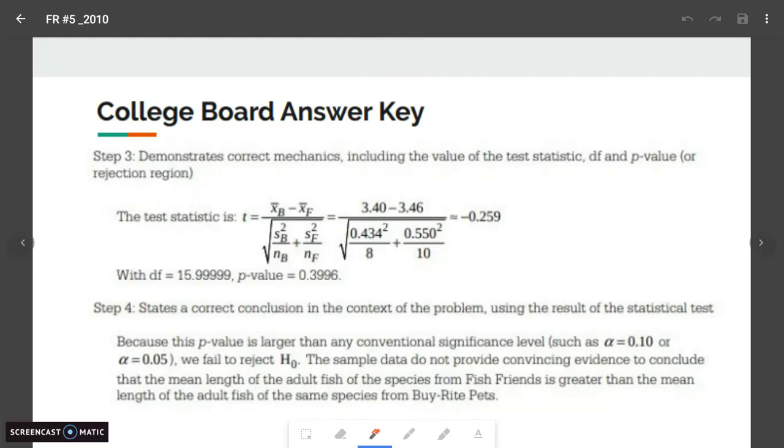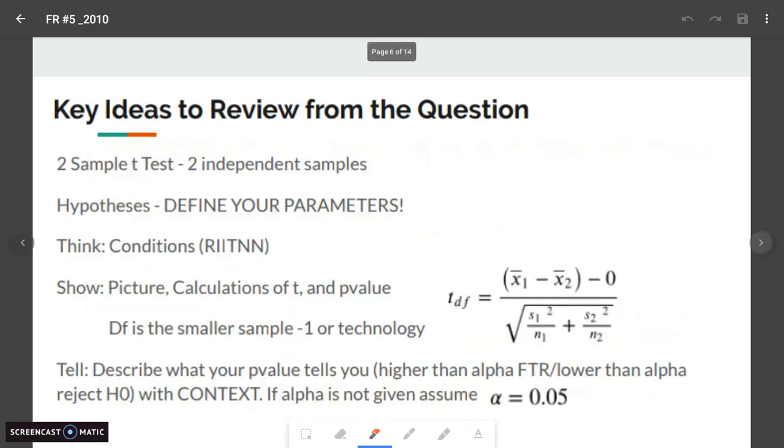Then for step 3, we're demonstrating the correct mechanics, including the value of the test statistic, the degrees of freedom, and the p-value. So you're showing those 3 things. Now you can let degrees of freedom be calculated right in the calculator too. And the fourth step is basically making sure that you can understand the data that you collected. So we talk about whether we reject or fail to reject the null, and then we have to make sure there's context in there as well.